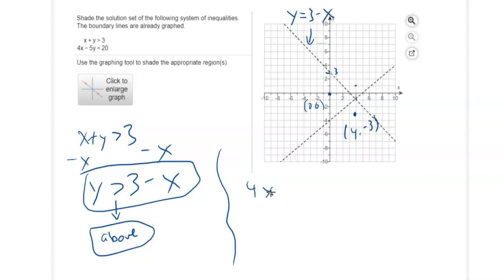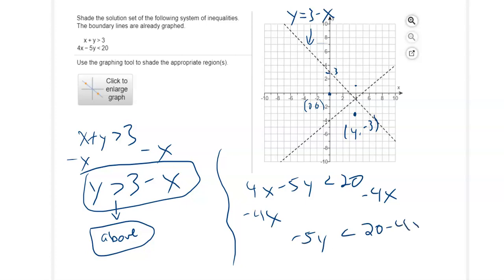Now the other one's a little bit more difficult to solve for y. You subtract 4x to the other side, and you get -5y is less than 20 minus 4x.